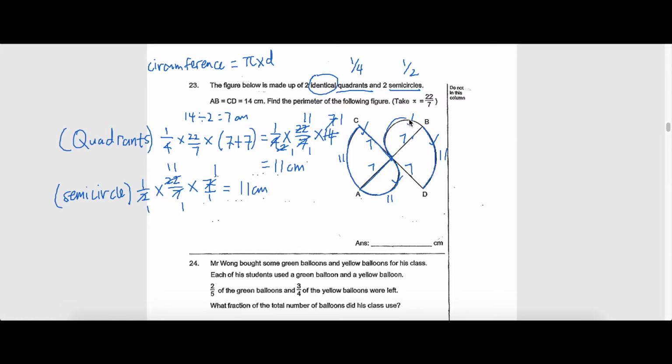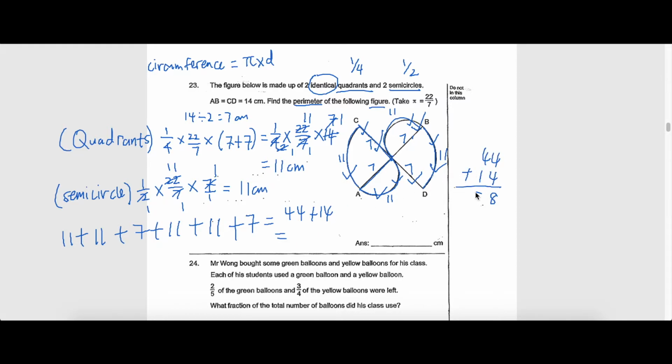Okay, so now they want you to find the perimeter of the figure. So let's start from here. 11 plus 11 plus 7 plus 11 plus 11 plus 7. Okay, so 11, 11, 11, 11 is 44. 2 7s means 14. My answer will be 58. Got it? So my answer will be 58 cm.